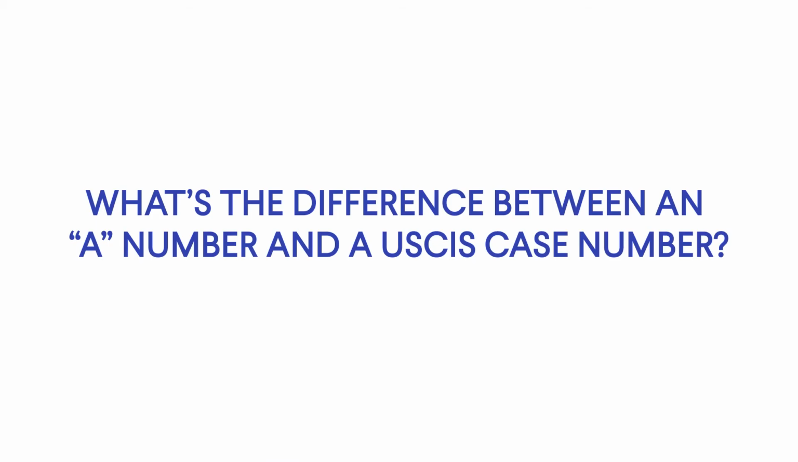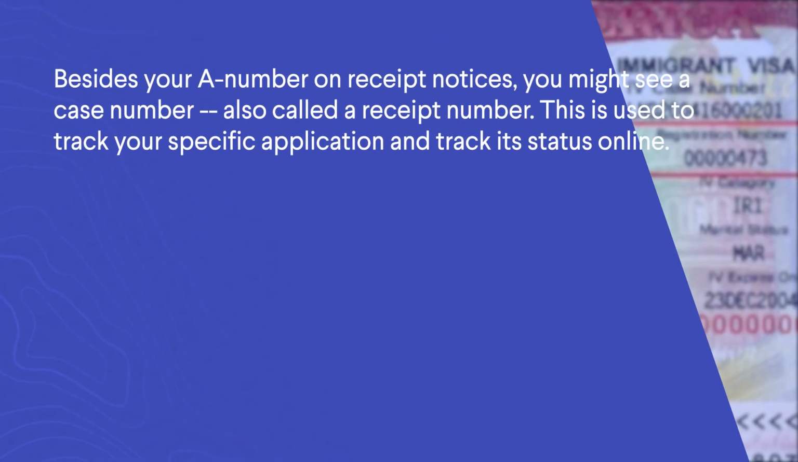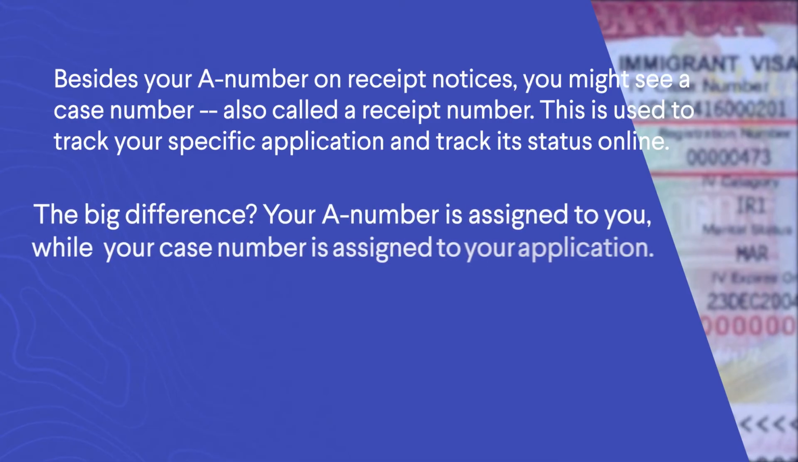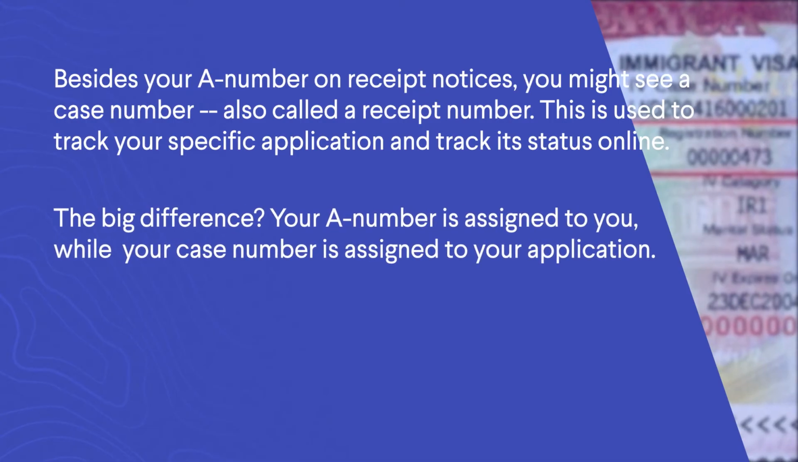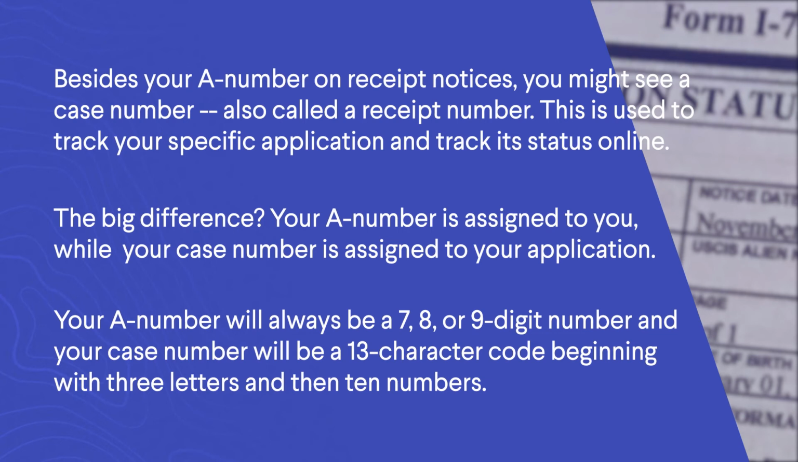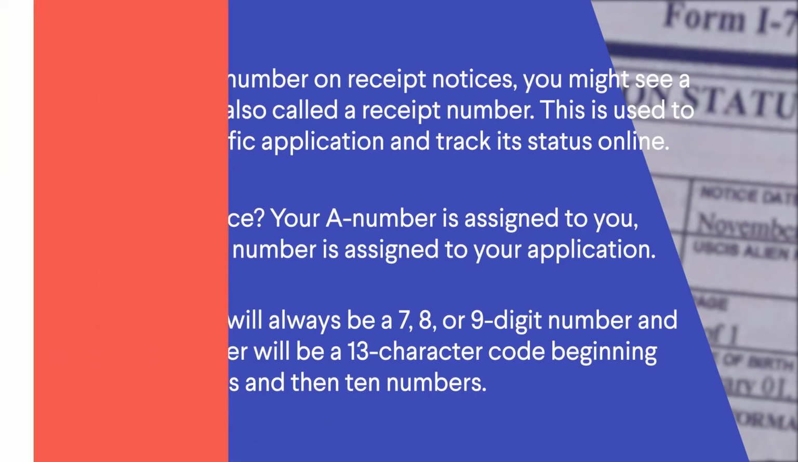What's the difference between an A number and a USCIS case number? Besides your A number on receipt notices, you might see a case number, also called a receipt number. This is used to track your specific application and its status online. The big difference? Your A number is assigned to you, while your case number is assigned to your application. Your A number will always be a 7, 8, or 9-digit number, and your case number will always be a 13-character code beginning with 3 letters and then 10 numbers.